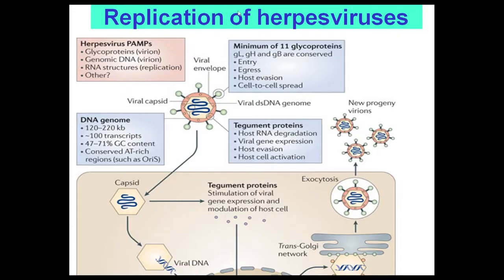So a few words about the viral genome. It is quite large, up to 220 kilobases. Then they have very high GC content, 47 to 71, and this is different. And they have conserved adenine-thymine-rich regions such as ORIs, origins of transcription.